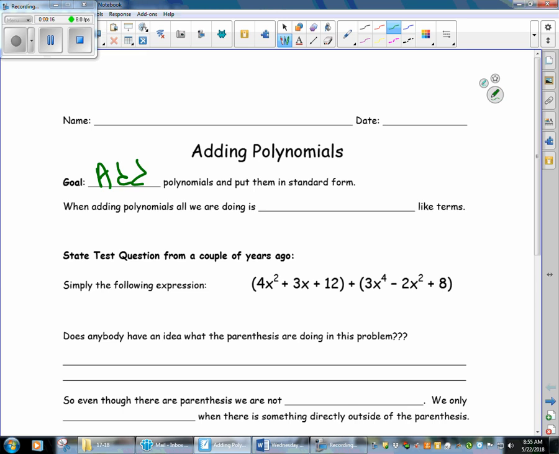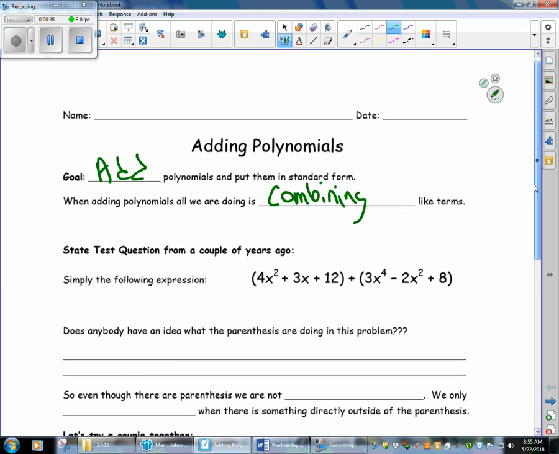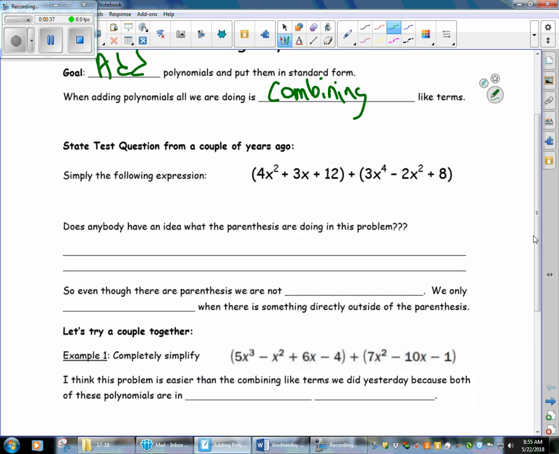What's really nice about today, though, is we're really going to be doing a lot of what we did yesterday. And yesterday we just combined like terms. So when adding polynomials, all we're really doing is combining some like terms. The problems are going to look like this one down here. Here's an old state test question, an old Regents question that you might see, where it has two polynomials and there's a plus sign in between it. Notice the plus sign.